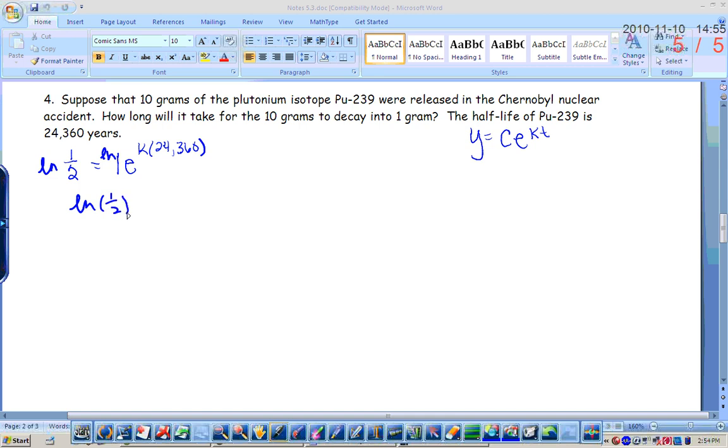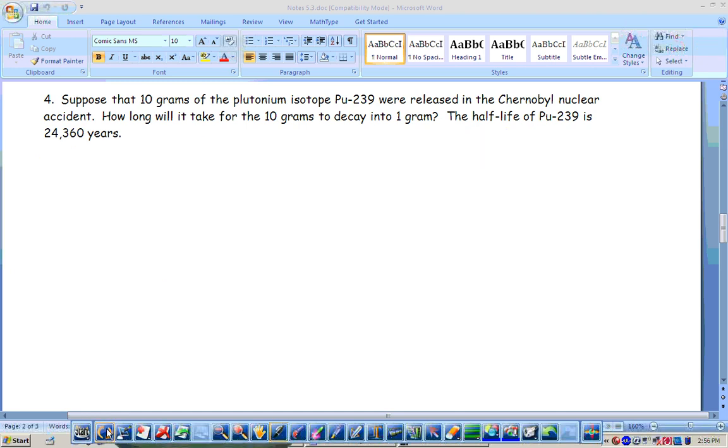So you get the natural log of 1/2 equals, and the natural log of e to a power is just that power. So therefore k equals the natural log of 1/2 divided by 24,360. The only reason I did this by hand is that I think some people can do that by hand faster than they can find the buttons on their calculator. But just for kicks, let's solve it using the calculator.